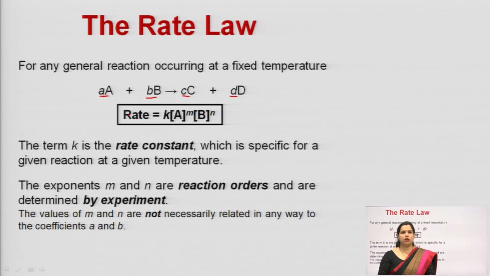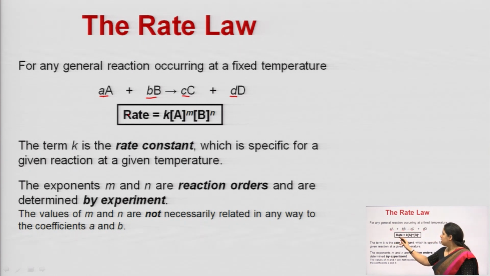So, the term k is the rate constant of the reaction. It is a constant which is specific for a given reaction at a given temperature. So, basically the rate of reaction is very specific to the temperature at which it is reacting. The rate can be represented as rate equals k[A]^m[B]^n, where the exponents m and n are the reaction orders.